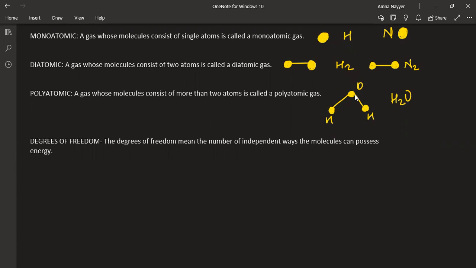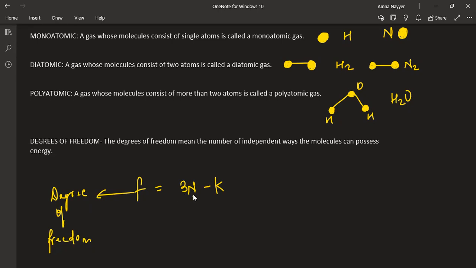Now what is meant by degrees of freedom? It means the number of ways in which a molecule can move, the planes in which a molecule can move. So one formula is there: F is equal to 3n minus k. F is the degrees of freedom. To find out how many degrees of freedom a molecule has, you use this formula.